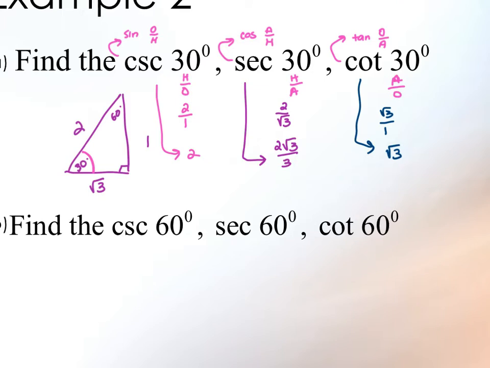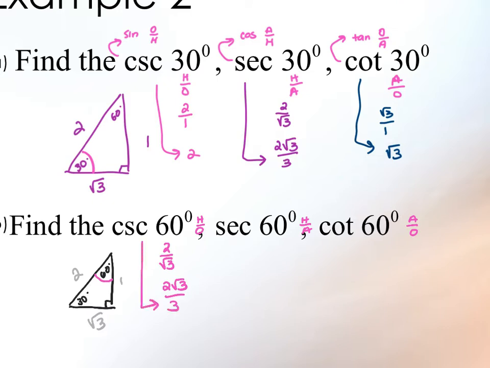Now repeat that process for 60 degrees. All right, so the cosecant, hypotenuse over opposite, would be 2 over root 3, which gets rationalized to 2 root 3 over 3. Secant of 60 is hypotenuse over adjacent, which is 2 over 1, or 2. And cotangent is adjacent over opposite, which is 1 over root 3, which becomes root 3 over 3.